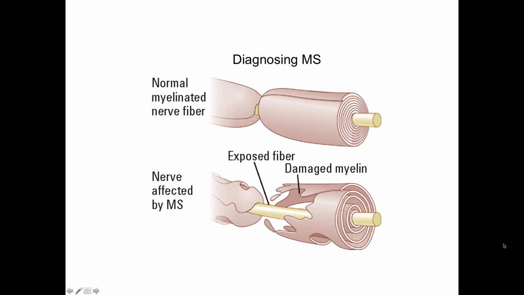So here you see a normal fiber with the beautifully wrapped myelin. In multiple sclerosis, it attacks the myelin. So the myelin is damaged, and often it forms thick hard plaques, and the fiber will be exposed. So there will be a disruption in neuronal information processing.